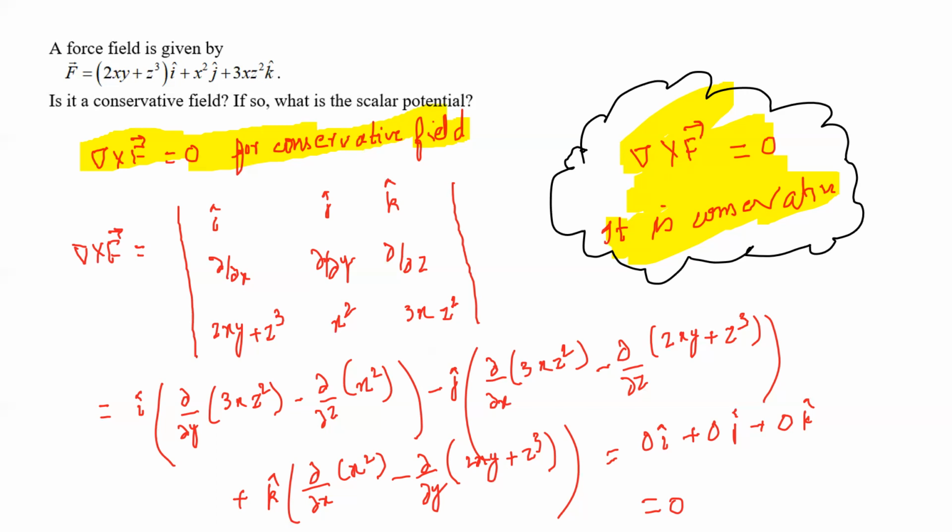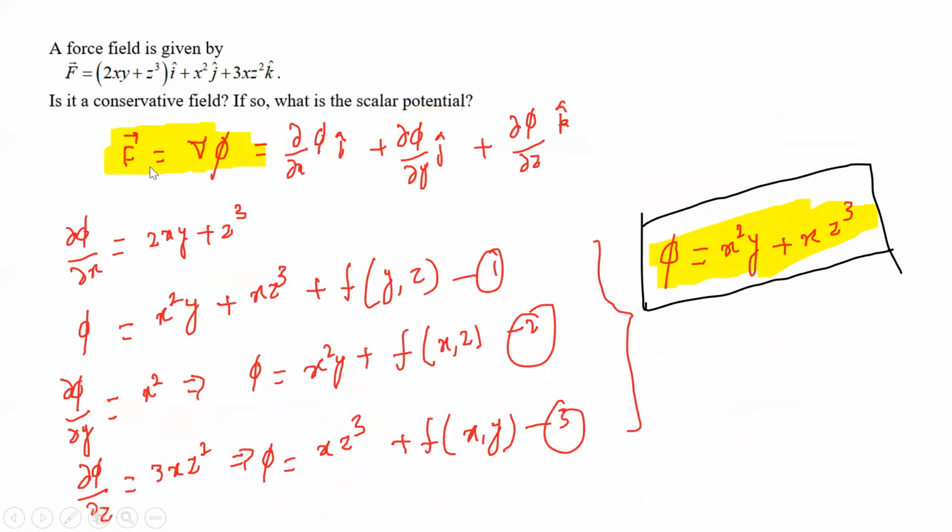Now we know this is a conservative field, and any conservative field can be written as the gradient of a scalar potential. So now we have to find the scalar potential. We define F as the gradient of phi, and the gradient of any scalar potential is written as del phi by del x i cap plus del phi by del y j cap plus del phi by del z k cap. If we compare the i, j, k components of this gradient with the function, we get that del phi by del x is 2xy plus z cubed.